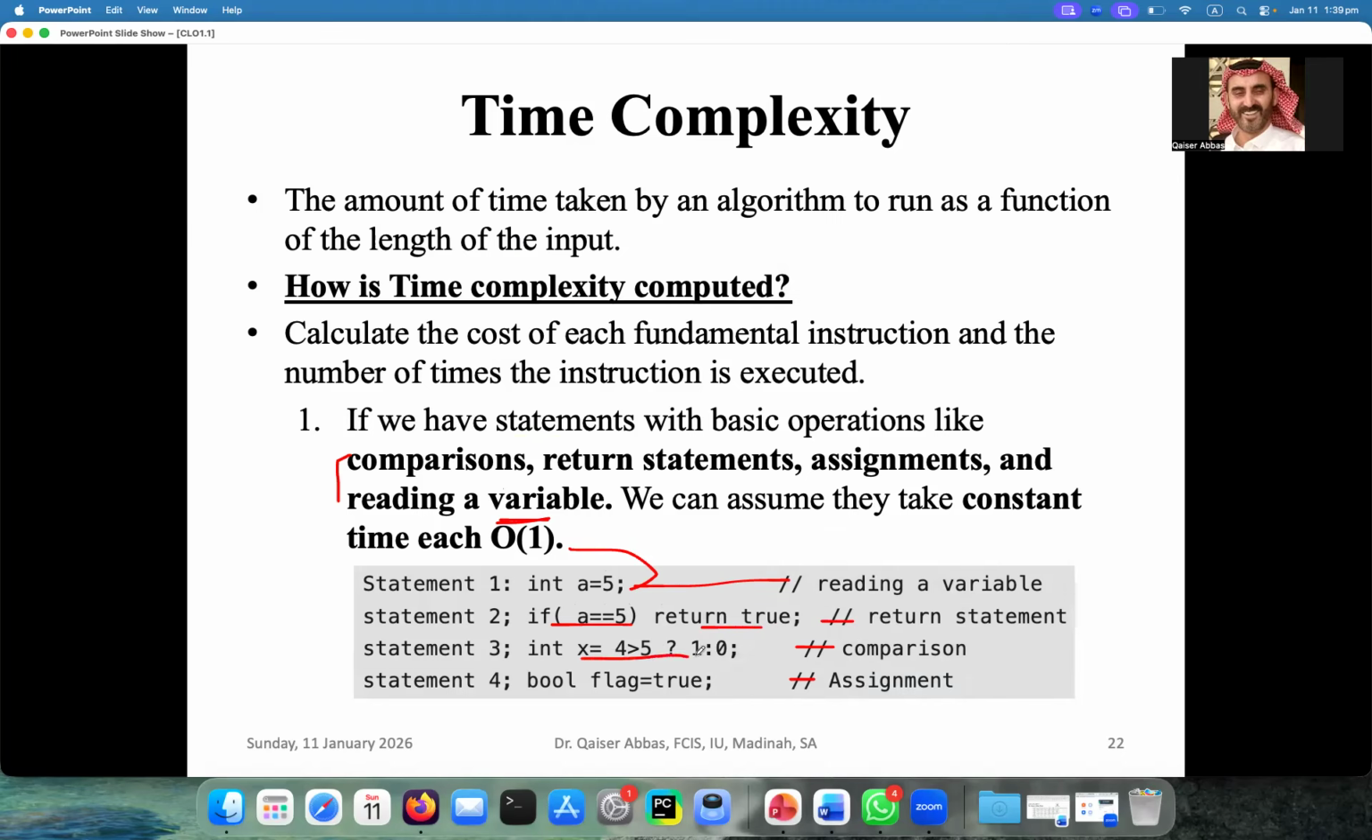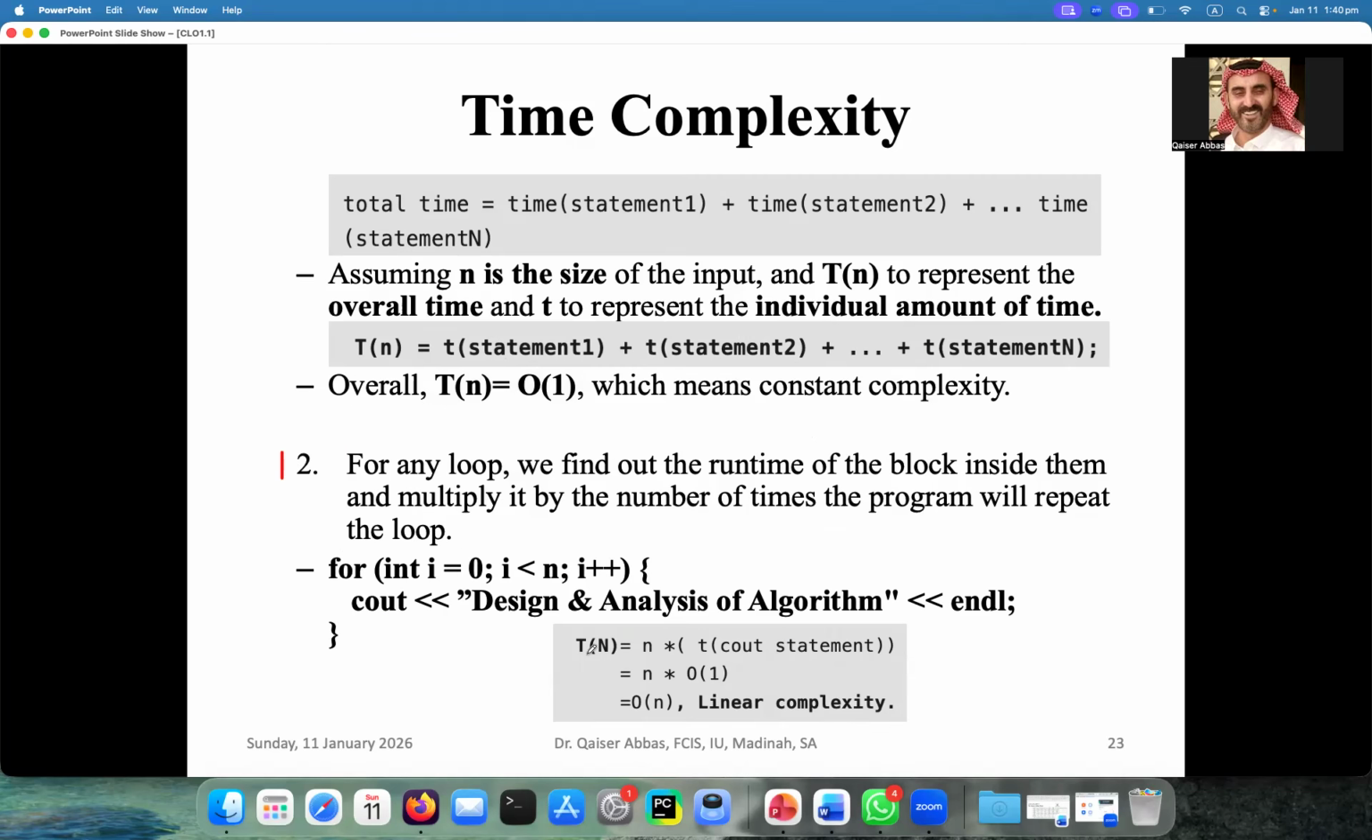And this is also a comparison. Assignment is also order of 1. Just for a whole statement, you say order of 1. This is also an assignment, order of 1. I can say order of 1 plus order of 1, or 1 plus 1, but it is again a constant. And at the end, you have to ignore all the constants. You have to throw all the constants from your equation, from your summation. Anyhow, I will do this next.